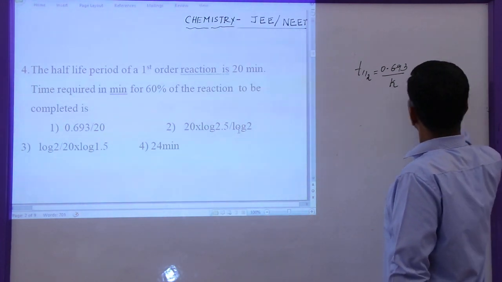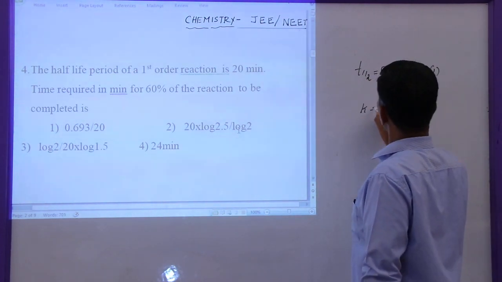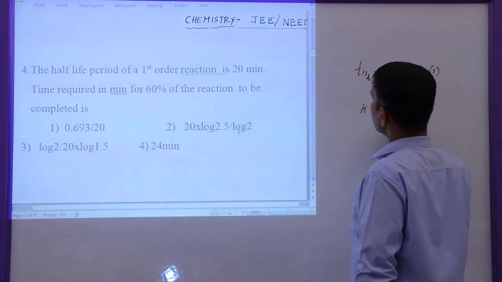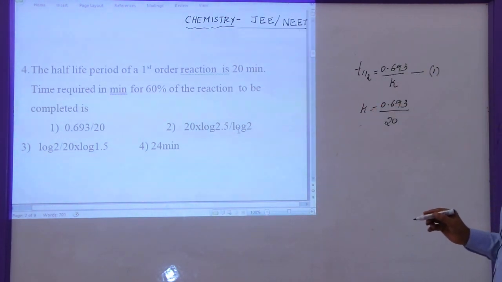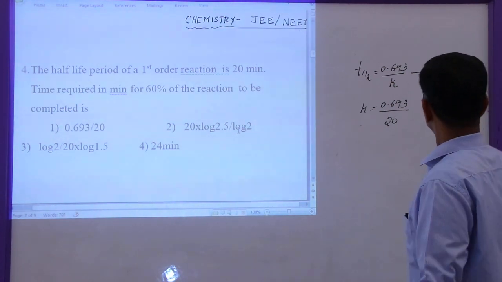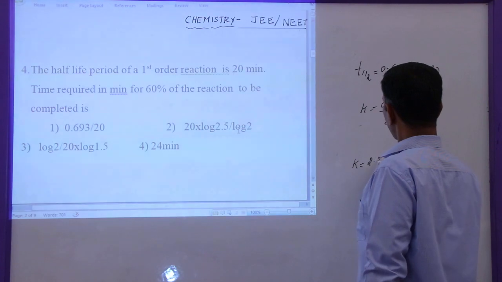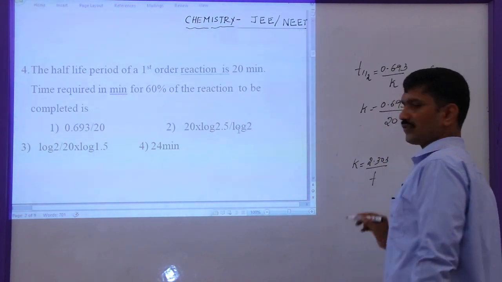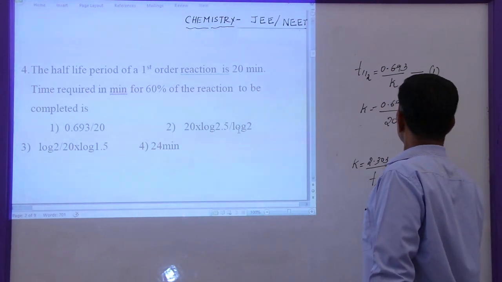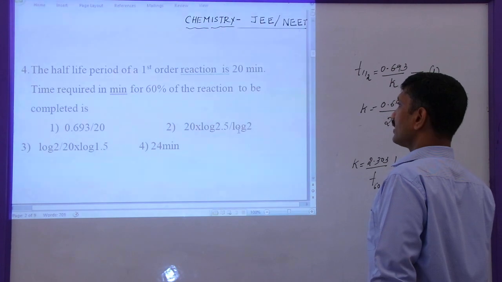Half-life period of the first order reaction is given, so T half is given, and K is equal to 0.693 divided by T half. What is T half here? 20 minutes. Second, the time required in minutes for 60% of the reaction to be completed. So I can do K is equal to 2.303 divided by T for 60%, log of initial concentration 100 divided by 100 minus 60, which is 40.